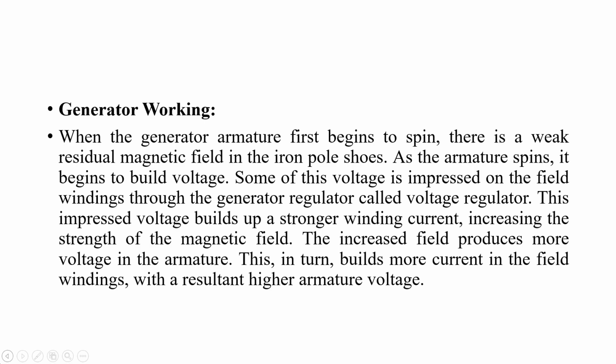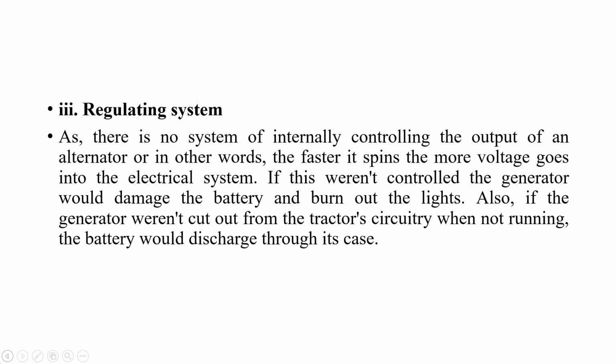As the armature is spinning, the voltage starts to build up. It is impulsed from the field windings, and this is controlled by the voltage regulator. When you increase the field strength, more voltage will be produced in the armature. Next will be the regulating system.